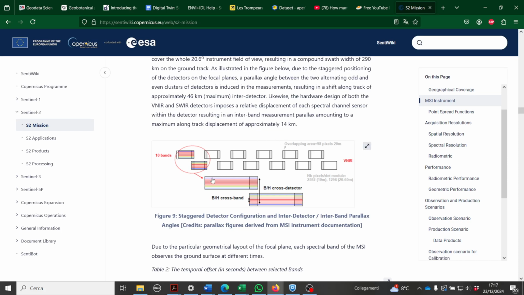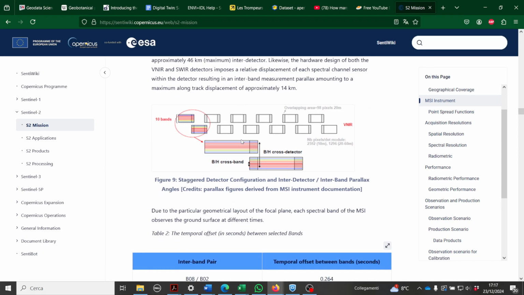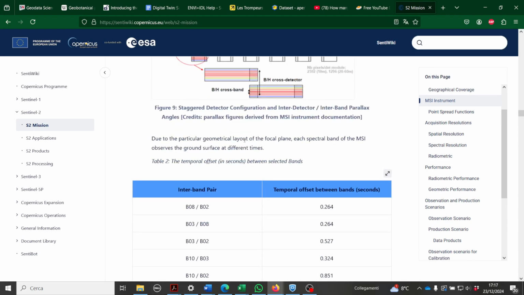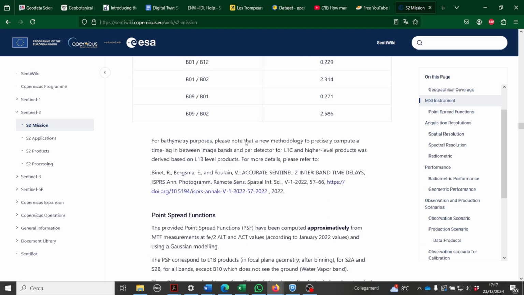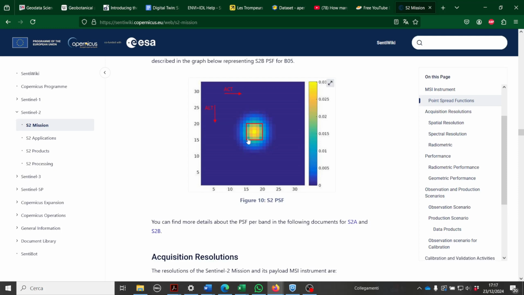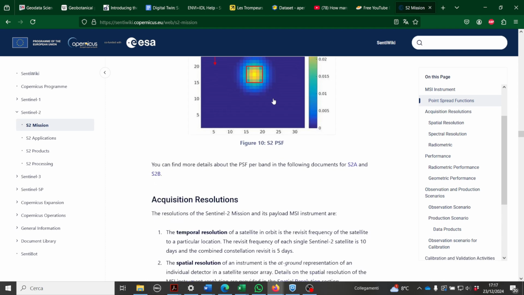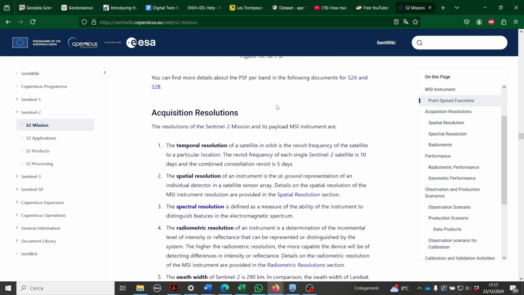This is a push broom sensor, so it's acquiring every single line for every single band. This is a table in which we are not very interested, and this is something that I will explain in the theoretical part concerning the radiometric characteristics of the images. But what is very important is the acquisition resolutions.